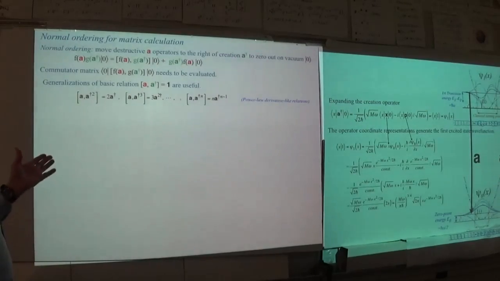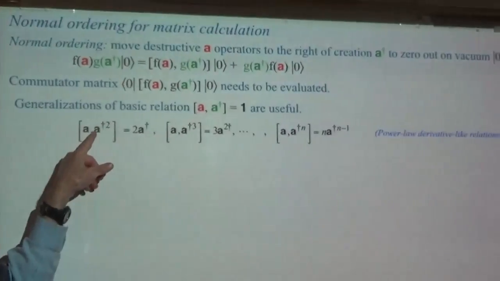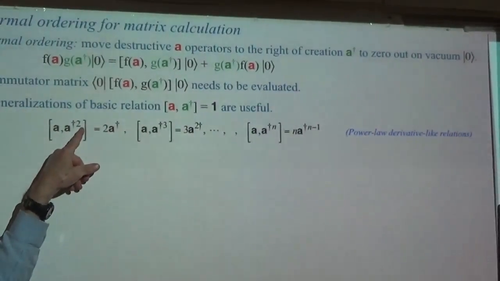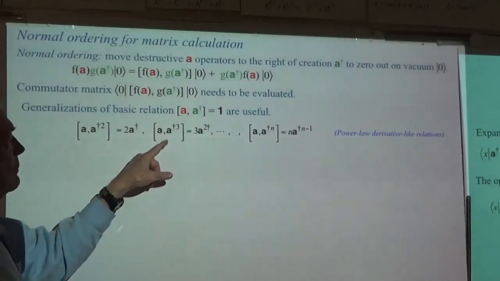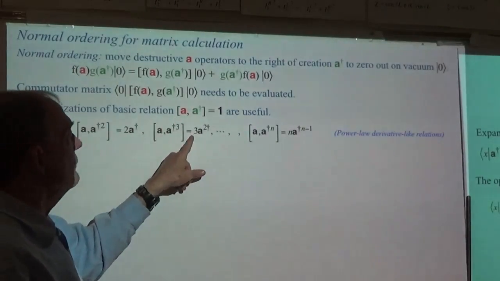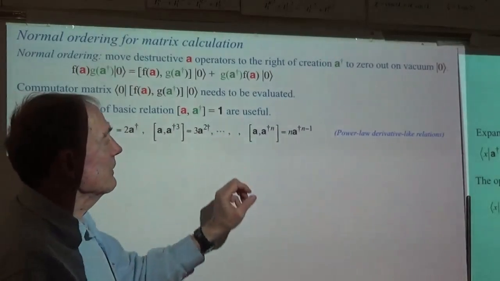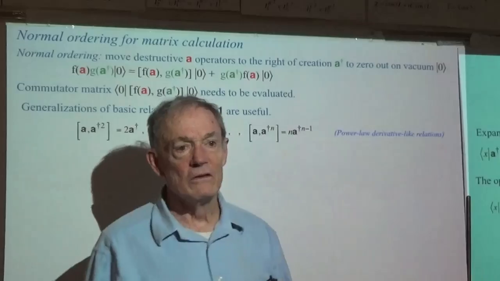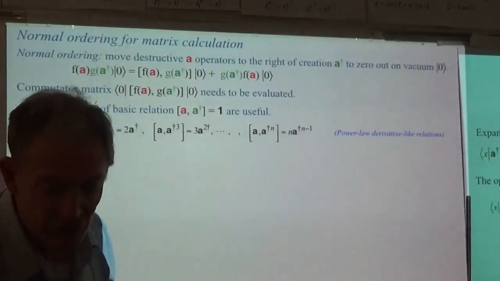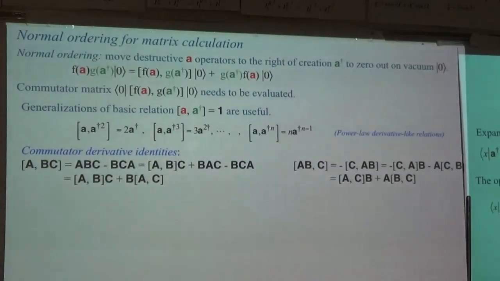And here's something you should notice right away: if you do A commute A dagger squared, you get 2 times A dagger. If you do it with A dagger cubed, you get 3 times A dagger squared, and so on. I call this the power law derivative-like relation. These are interesting things that have a connection to calculus. And we need to do a few more of those identities.